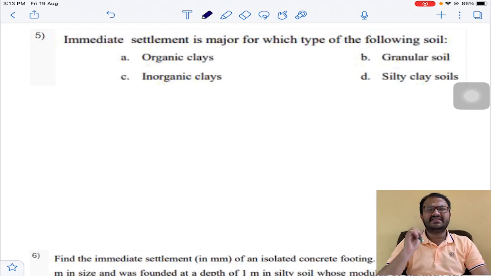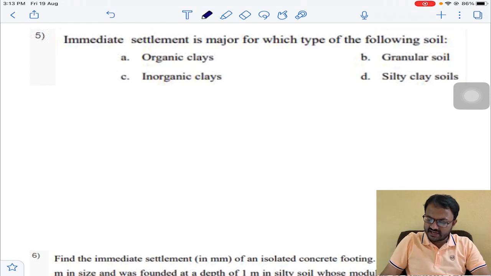Okay. But immediate settlement is the settlement within no time. So that will occur generally in granular soil. Okay. Option B for question number 5.